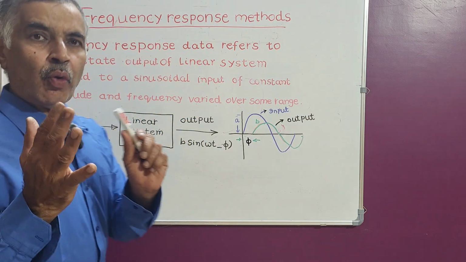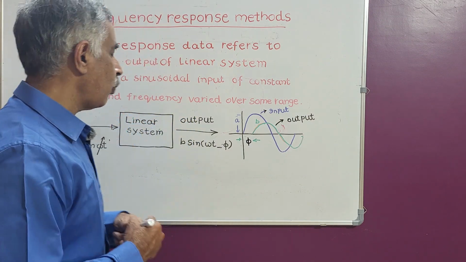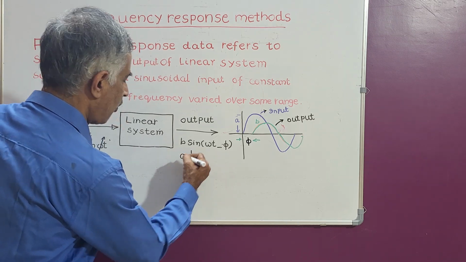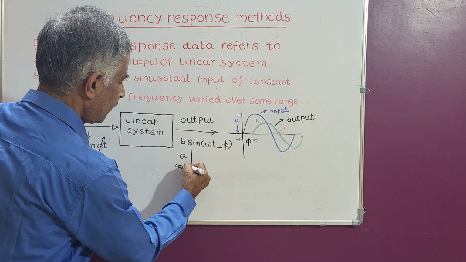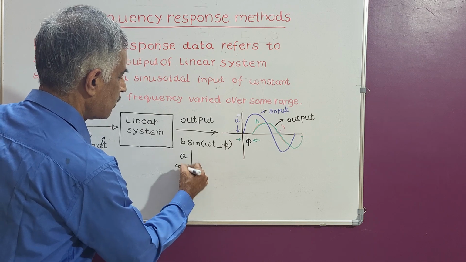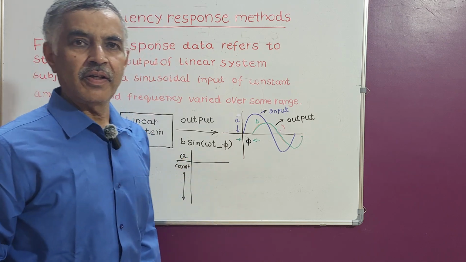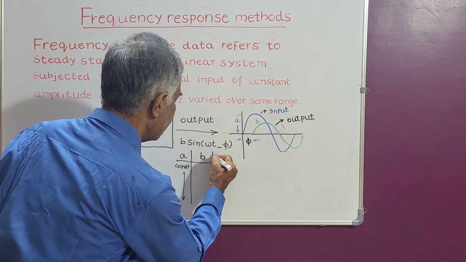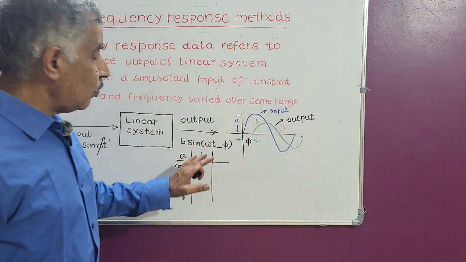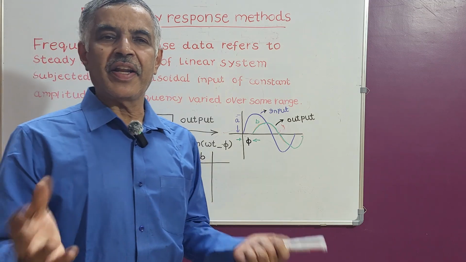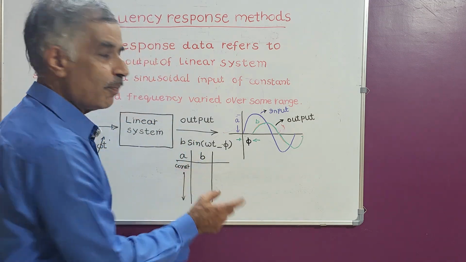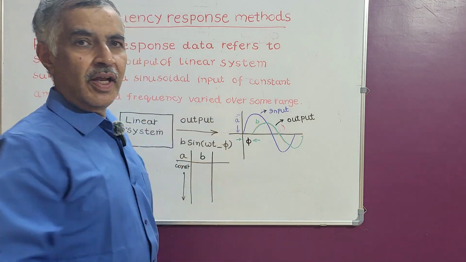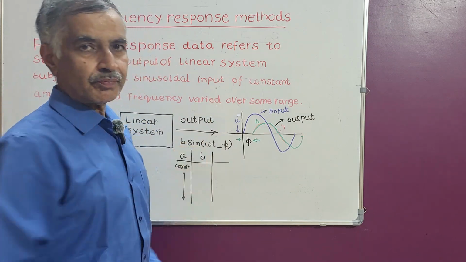Now, you have to record the output. So, one column A is constant, no doubt. A is constant. Throughout the experiment, A remains constant. B is going to be varied, is it not? B is going to be varied. So you have to vary the frequency over a wide range, and you have to record the values of B. So what you will do? You will employ a CRO on this side, and you will record B.